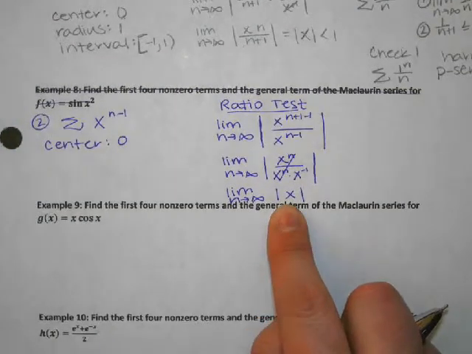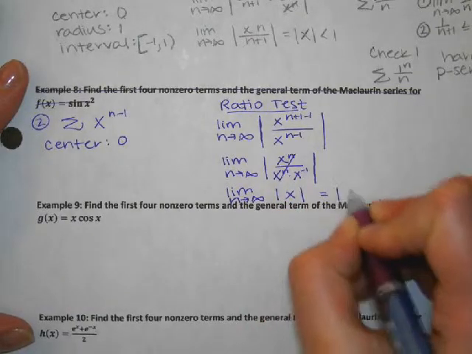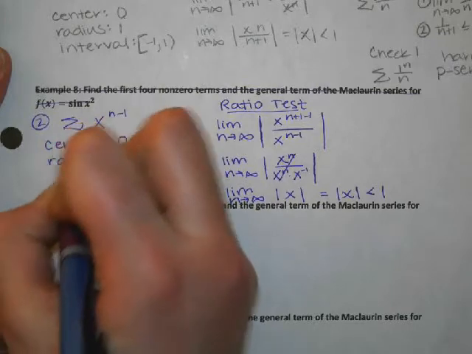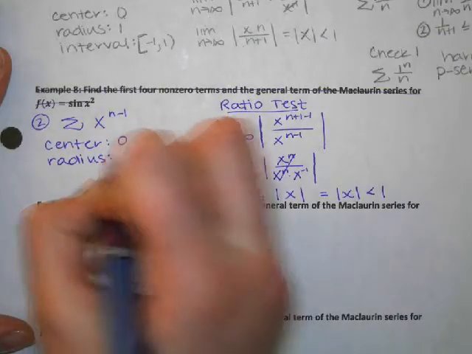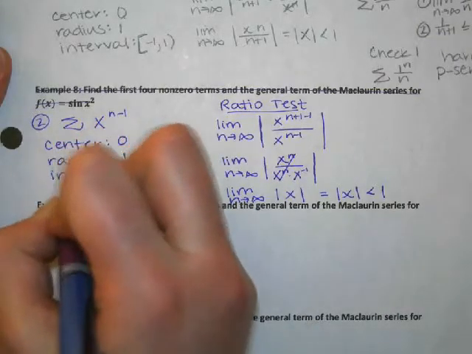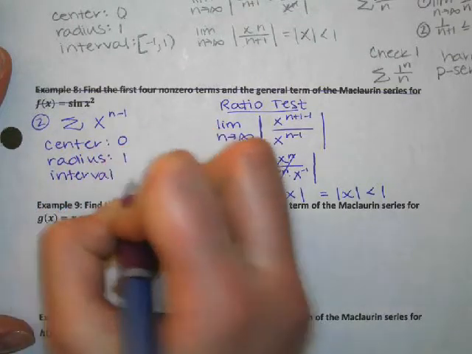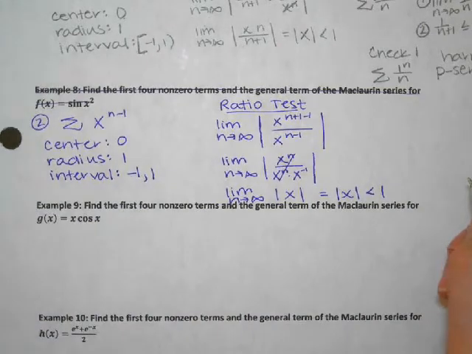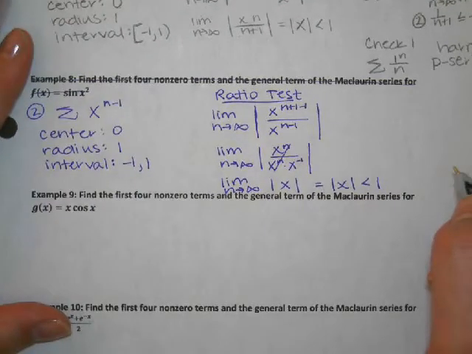So in the ratio test, what would make this converge if it was less than 1? Okay, so I'm going to say this equals the absolute value of x, and as long as that is less than 1, then it would converge. Okay, so I'm going to say my radius is 1, and that means my interval, if 0 is the center, my interval is from -1 to +1, and now I go through the process of checking my endpoints.